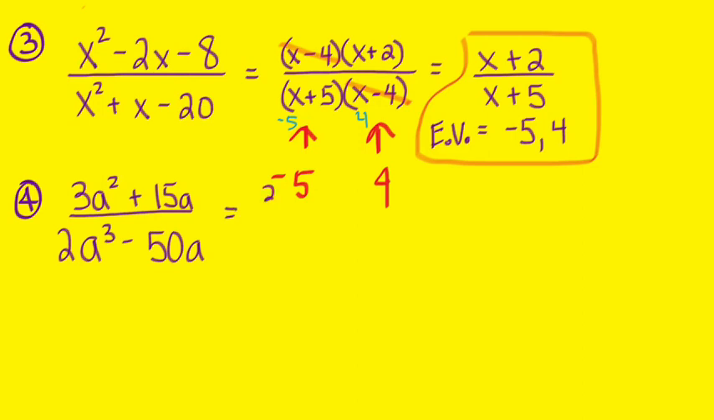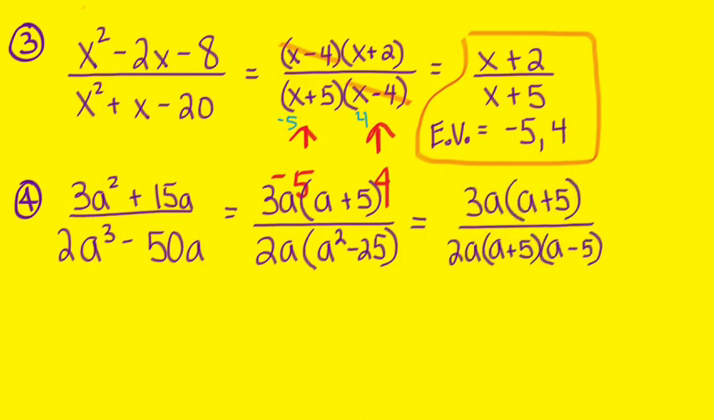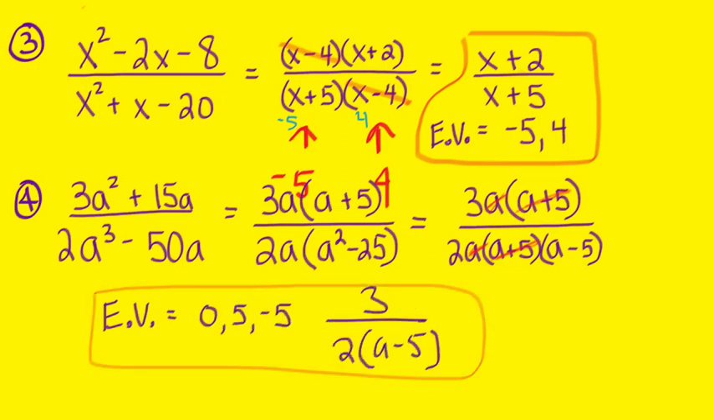We take out a GCF on both of these. And before we're done with this, we also see a difference of 2 squares there. We solve for our excluded values first, right? We can factor it out. So now we know it cannot be plus or minus 5 or 0. So 3 excluded values in this one, right? And then we get the final reduced answer.